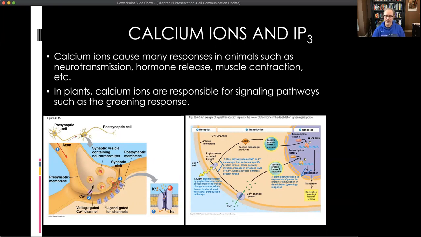This is something that we will talk about in a later presentation when we get to plants. But again, you've got an animal and a plant example here, and how calcium is involved, more superficially than anything, as a second messenger resulting in a cellular response, either an action potential or the greening of the plant.